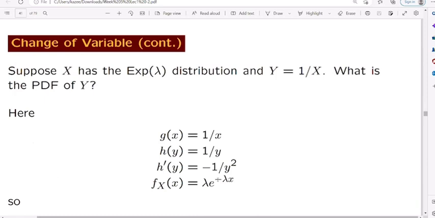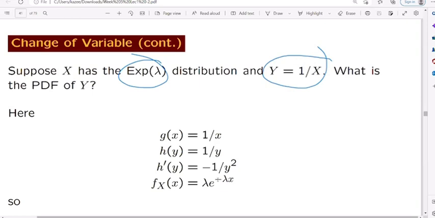Now, let's take a look at this. We want to have an example now. Suppose X is an exponential distribution with parameter lambda. So if X follows that, and if Y is a new variable which is a function of X, don't forget, X follows an exponential distribution.